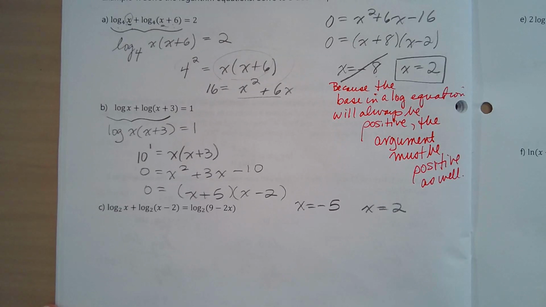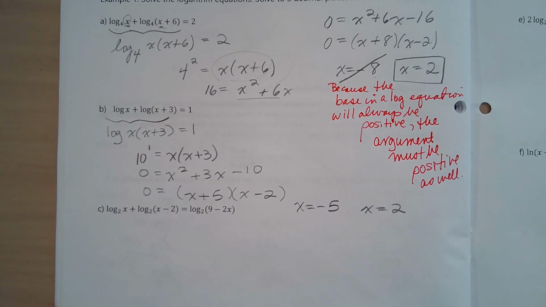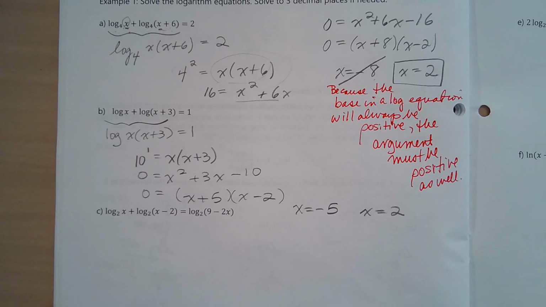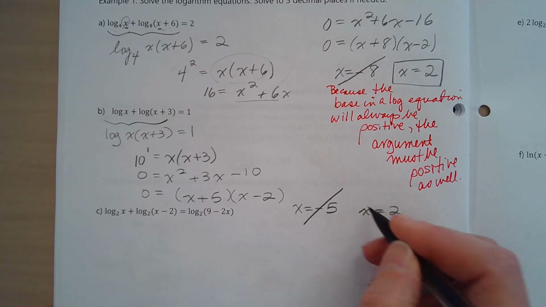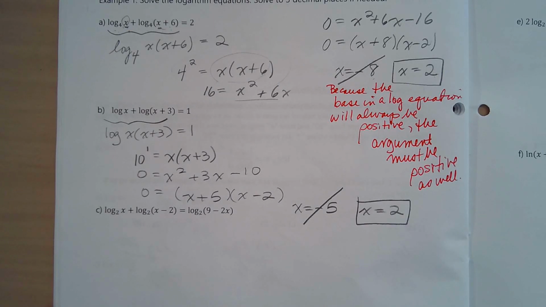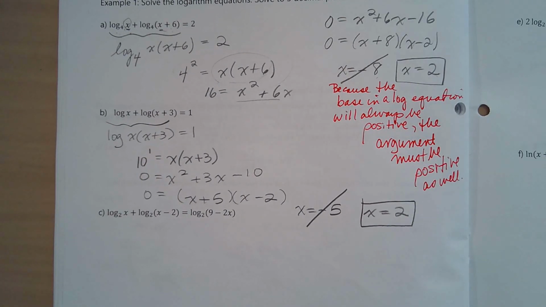Are these both good answers? Which one do I have to scratch out? Negative 5, right? So I get 2 as an answer again. Is that right? Yeah, that's correct.